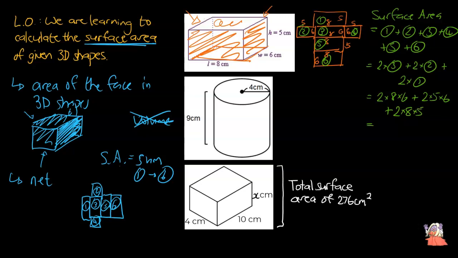And once you've done that, you're just going to go ahead, add them all together, find your answer. So 2 times 6 times 8 plus 2 times 5 times 6 plus 2 times 8 times 5. And I'm getting 236 centimeters squared. Just noting it is still an area measurement. Make sure you got that squared there. So that's our first question done.